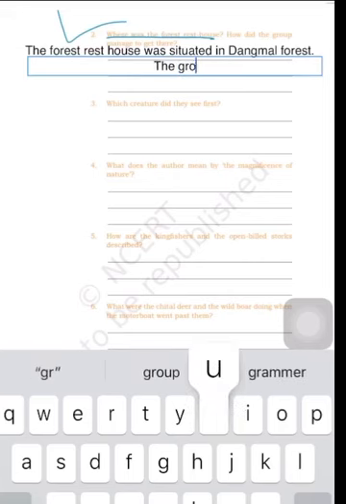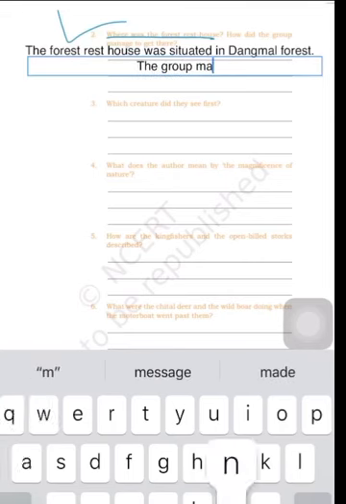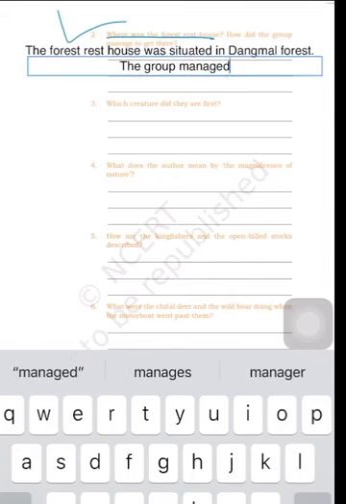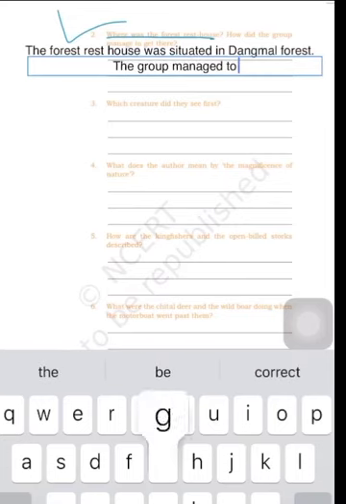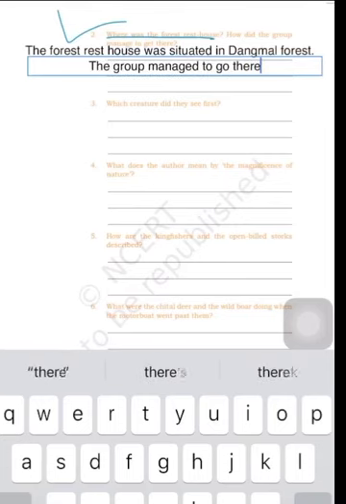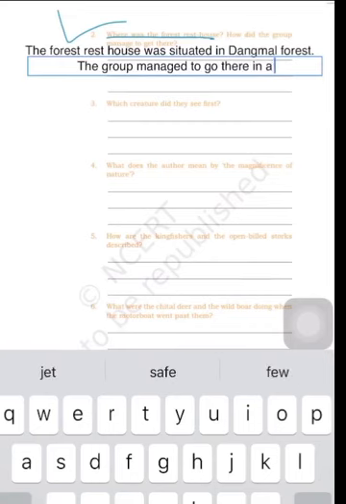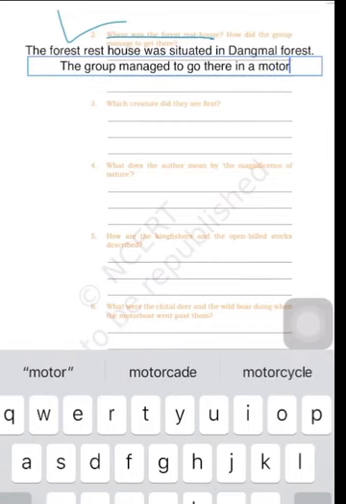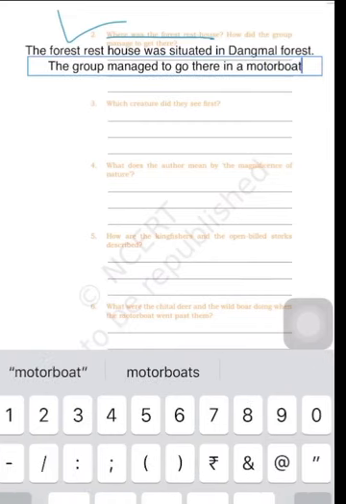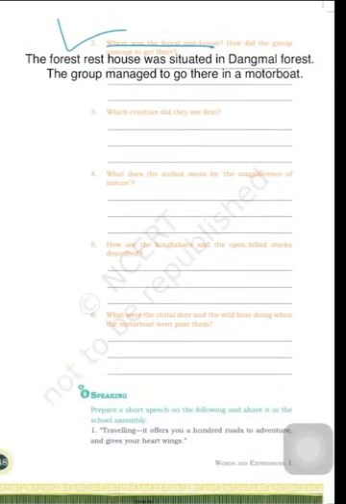The group managed to go there in a motor boat. Okay, so answer of second question is on your screen.